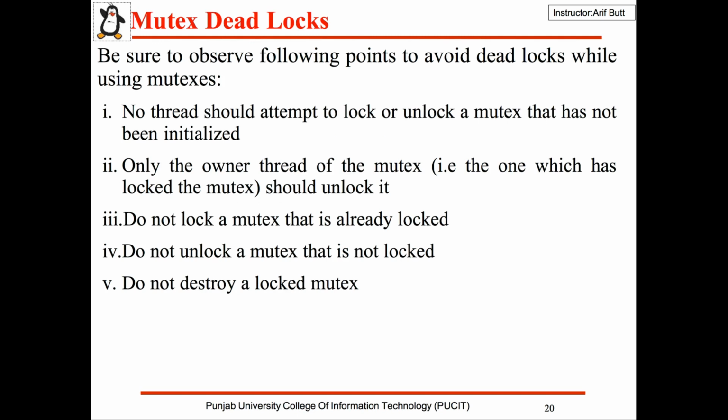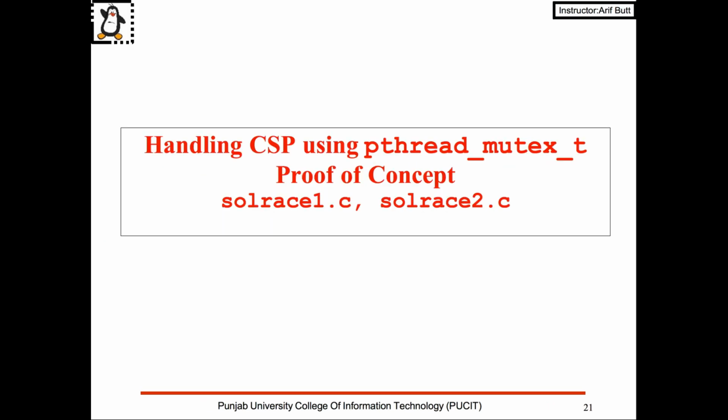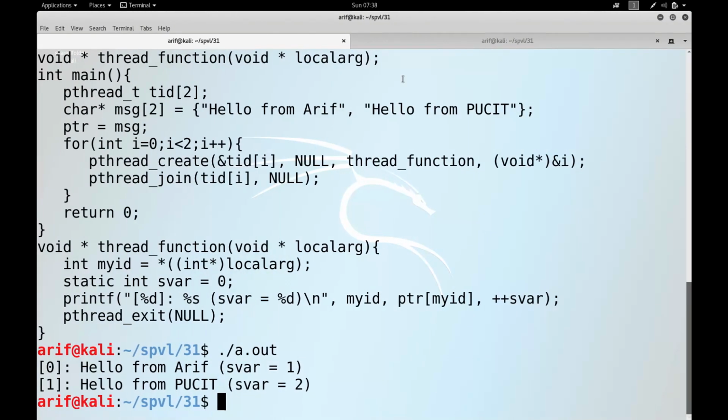Okay, you must ensure these points to avoid deadlocks while using the mutex. And let me move on to the terminal again and see how we can resolve the critical section problems that we have seen in the previous example.